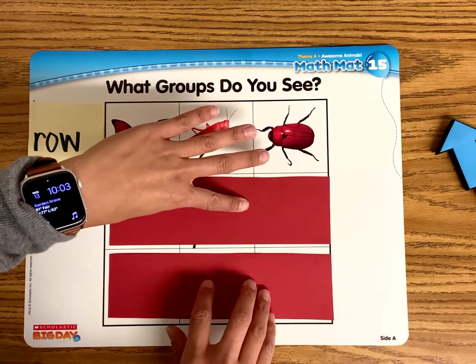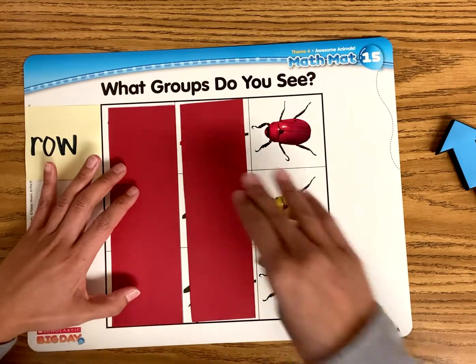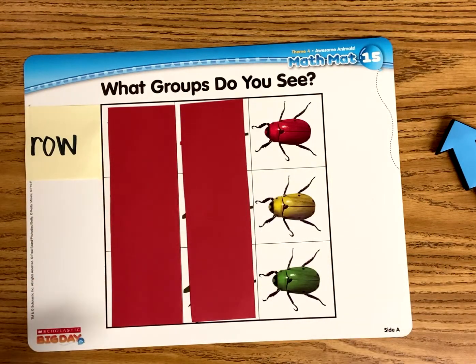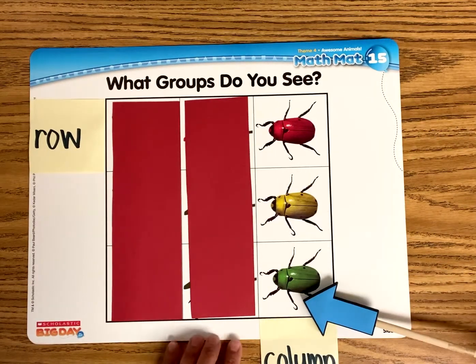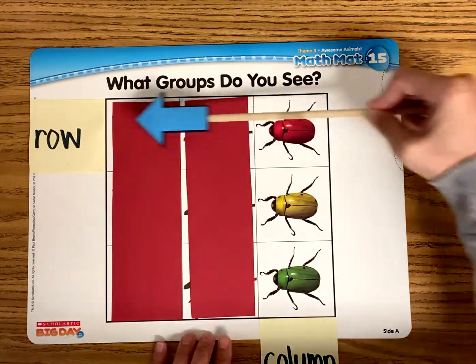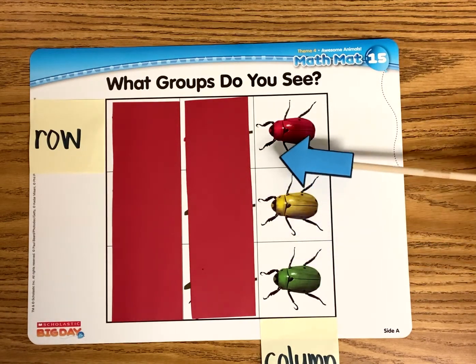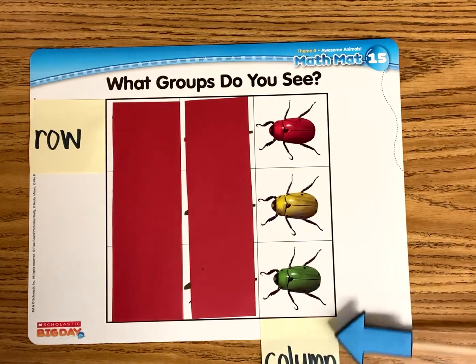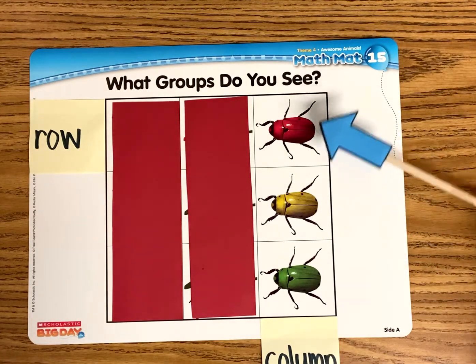Now, in our grid, I'm going to change it. Now, what do you see on our grid? This is not called a row. A row is going where they're lying side by side. These are on top of one another, which is called a column. What do you see in this column?